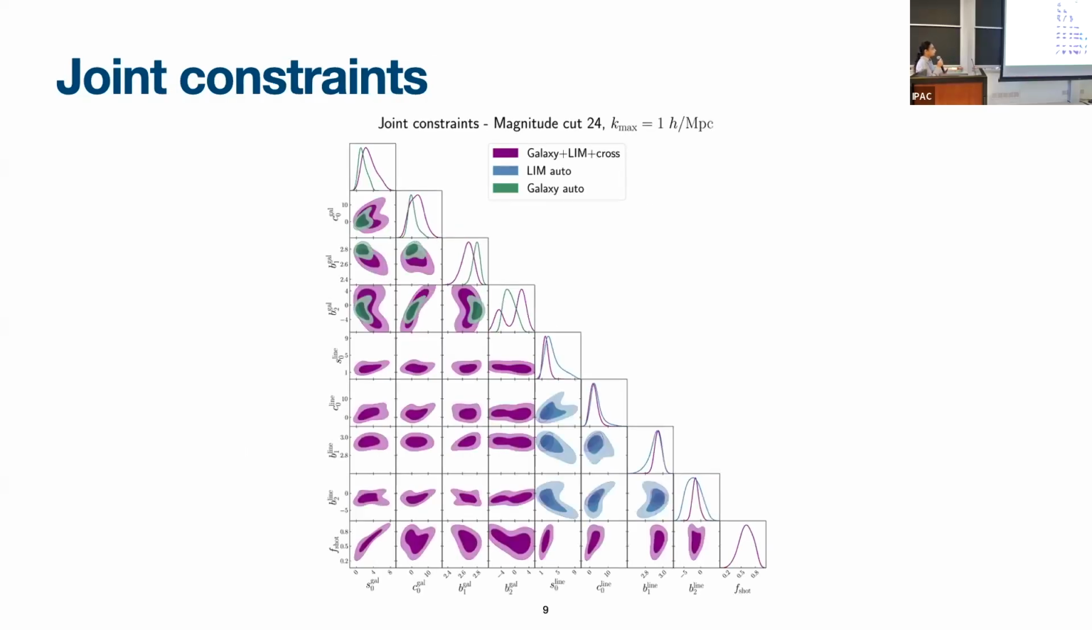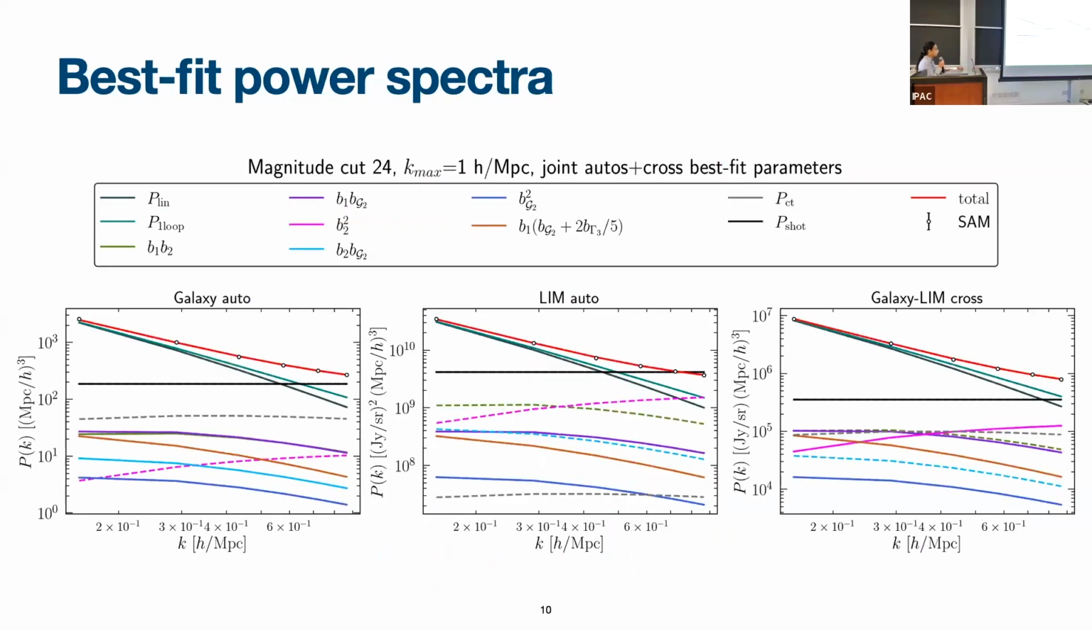So here are some of the results. We do joint constraints using auto power spectra and the cross power spectrum, and we compare it to the constraints from just the auto power spectra, and we recover it pretty well. We can also see that it recovers the power spectrum pretty well for all three: the galaxy auto, line auto, and the cross power spectrum. And these are the different components that go into the total power spectrum.